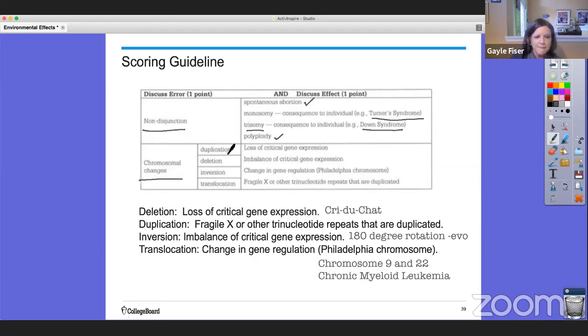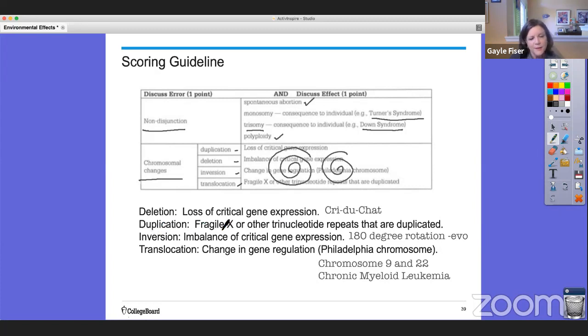Chromosomal changes, here's the four that we talked about: duplication, deletion, inversion, and translocation. But this scoring guideline seems kind of out of whack a little bit, so I did my own. It looked like the right answers are there, but just not in the right order. So a deletion would be loss of critical gene expression, and an example of that was Cri-du-Chat, and I learned about that in nursing school actually. And it is a child that has this cry of a cat.